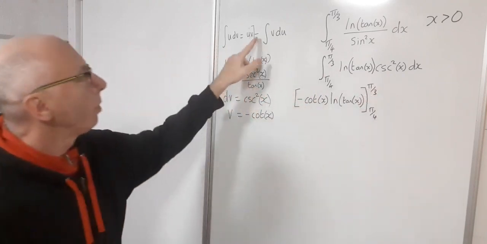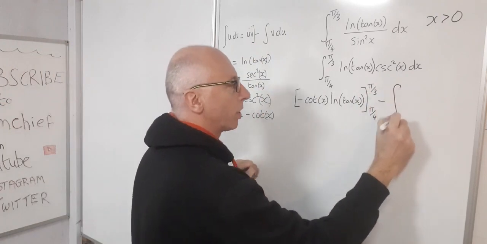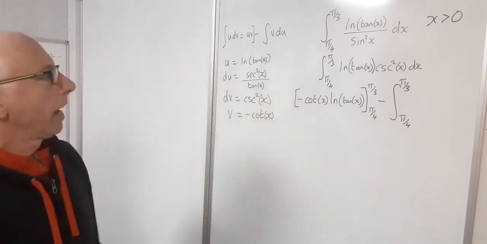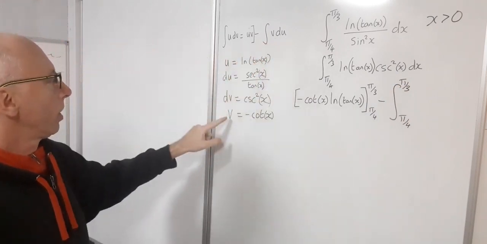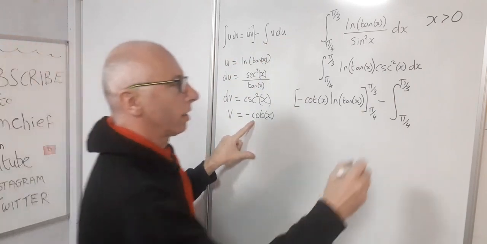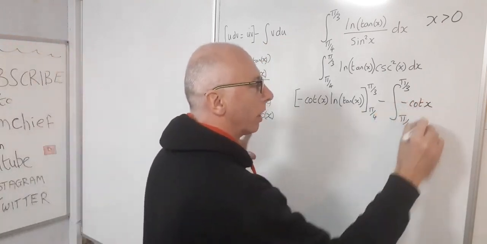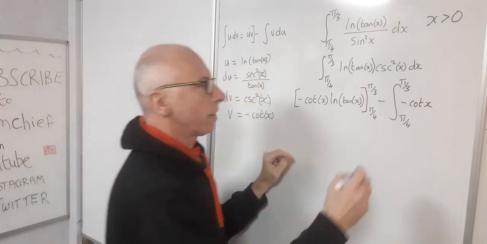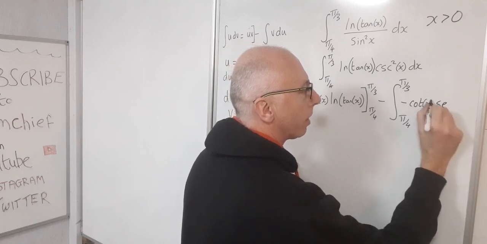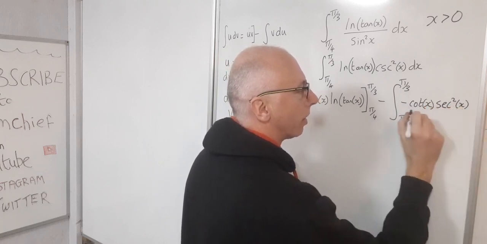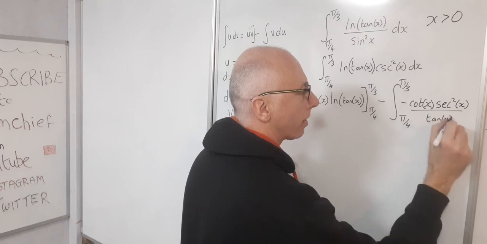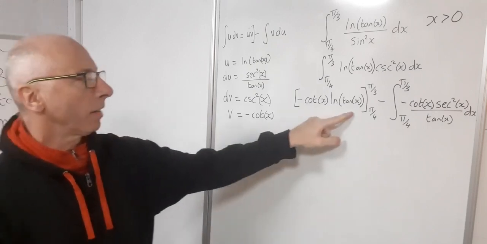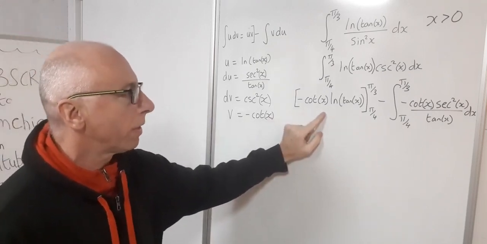And then we subtract a new integral, which again, pi over 4 to pi over 3. And we want v du. So our v is negative cotangent x, and our du is secant squared x over tangent x. So I'm going to write this like this, and that's dx. Okay, now this we can calculate out, that's fine, we've got no problems with that.